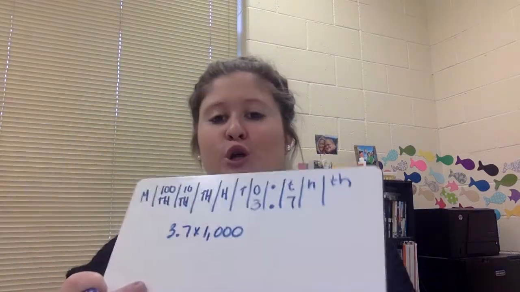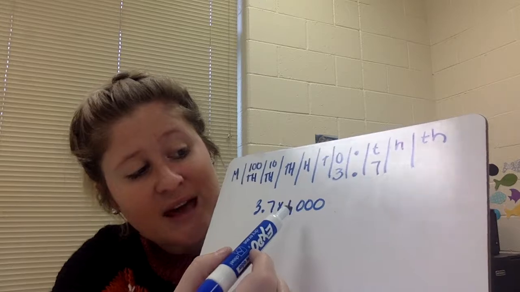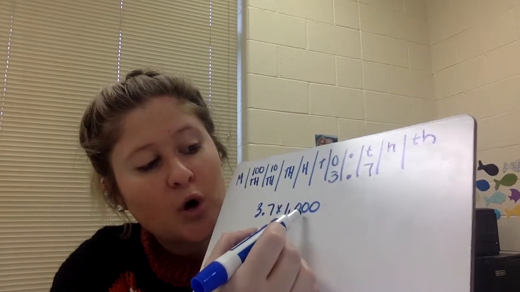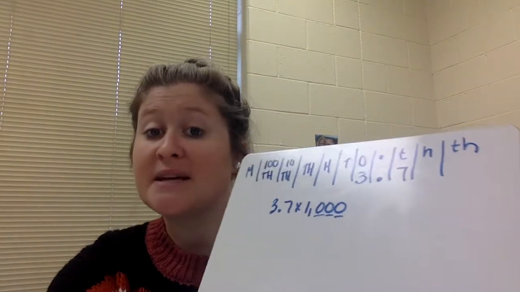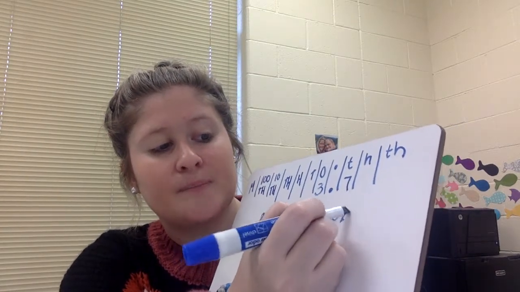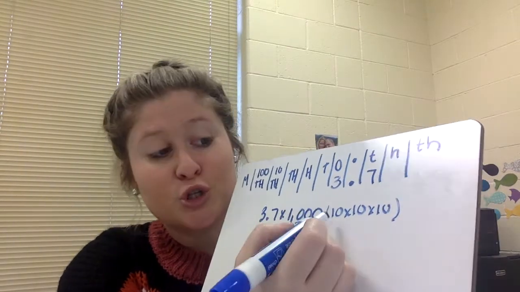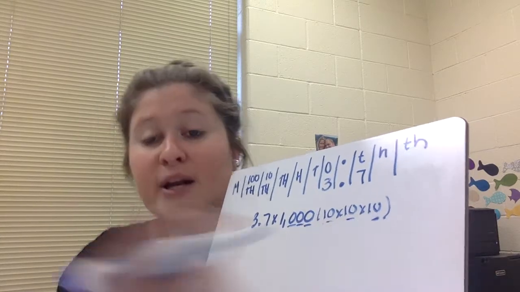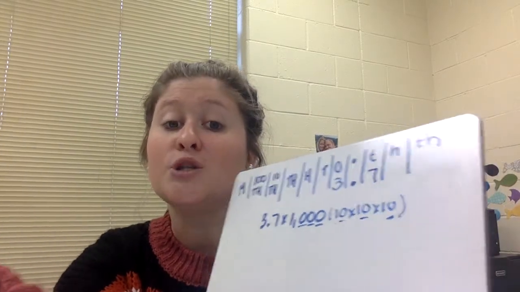The question wants us to do 3 and 7/10 times 1,000. And it wants to know what's equivalent. And equivalent means equal to. So when I look at this problem, I look to the thousands. Thousand has 1, 2, 3 places. And I also know 1,000 is 10 times 10 times 10. So there's 3 tens. So I know I'm going to need to make 3 jumps.